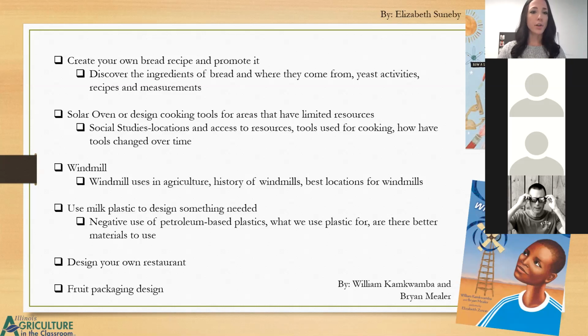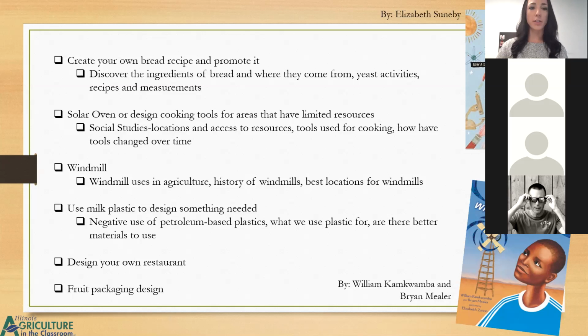Looking at milk. Chris last week just talked about milk, and he and his son Lincoln had created that milk plastic. So maybe you can start talking about the negative use of petroleum-based plastics. What do we actually use plastic for? And are there better materials to use? So you could start with making plastic from milk, and maybe, okay, what's one thing that you could use this for? Is it like a little bowl for jewelry or something, or make something that could actually be used. That would be a fun one.